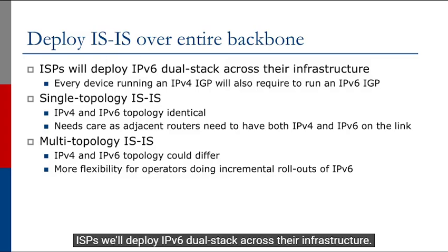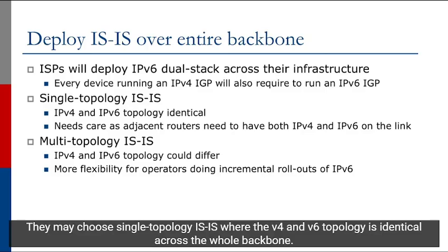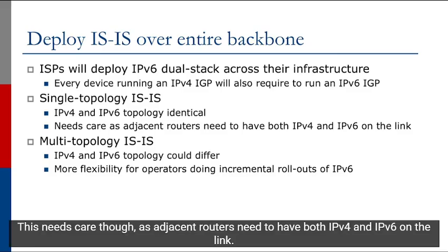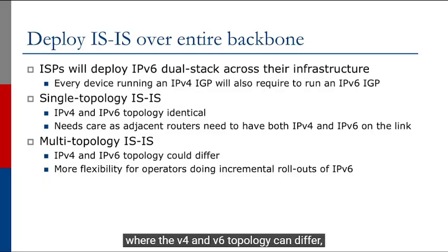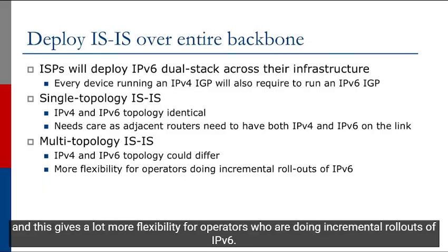ISPs will deploy IPv6 dual stack across their infrastructure. Every device running an IPv4 IGP will also be required to run an IPv6 IGP. They may choose single topology ISIS, where the v4 and v6 topology is identical across the whole backbone. This needs care though, as adjacent routers need to have both IPv4 and IPv6 on the link. These days, more operators are choosing to use multi-topology ISIS, where the v4 and v6 topology can differ. And this gives a lot more flexibility for operators who are doing incremental rollouts of IPv6.